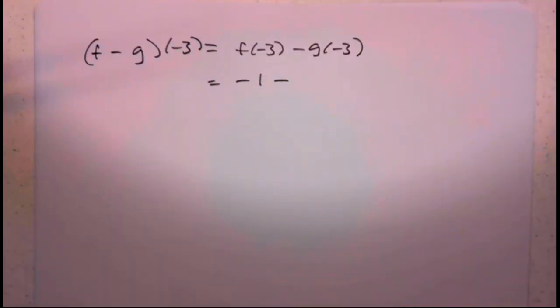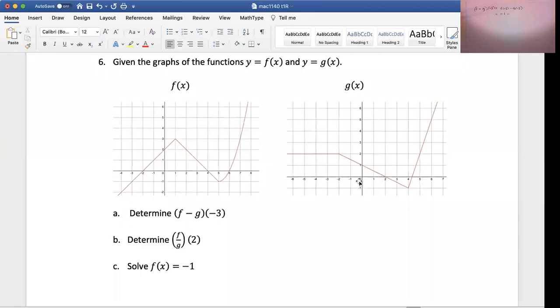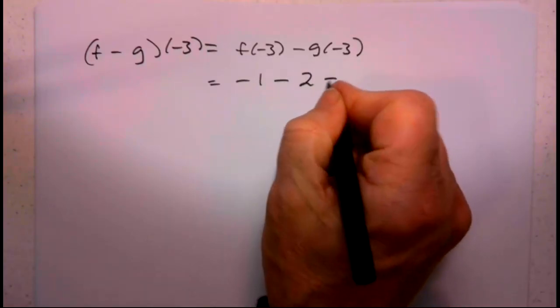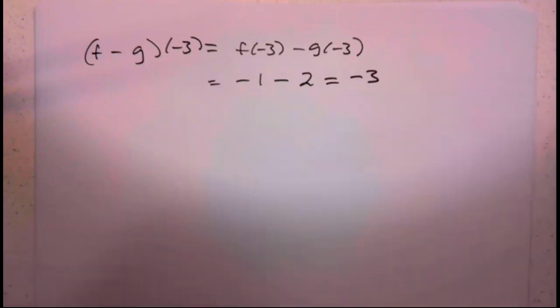Minus, how about g of -3? Let's take a look at g of -3. G of -3 is here. It looks like it is 2. So when x is -3, the y value is 2. So we have -1 minus 2, which interestingly enough gives us -3. So f minus g of -3 turned out to be -3.